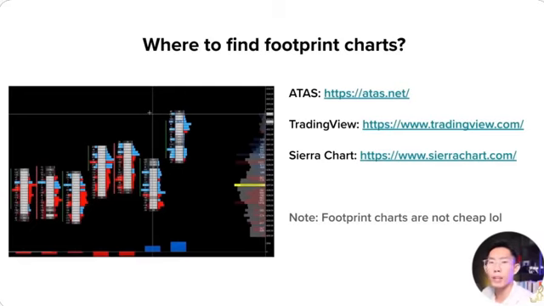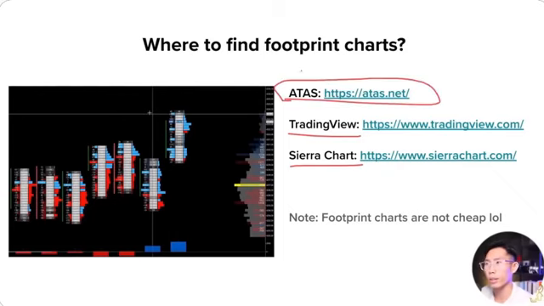So where do you actually find footprint charts? There are three main software that you can find these footprint charts on to trade with, to really understand the underlying order flow. First is ATAS, second is TradingView, and next is Sierra Chart. In my opinion, I think ATAS is the best software to use when it comes to finding and utilizing your footprint charts.